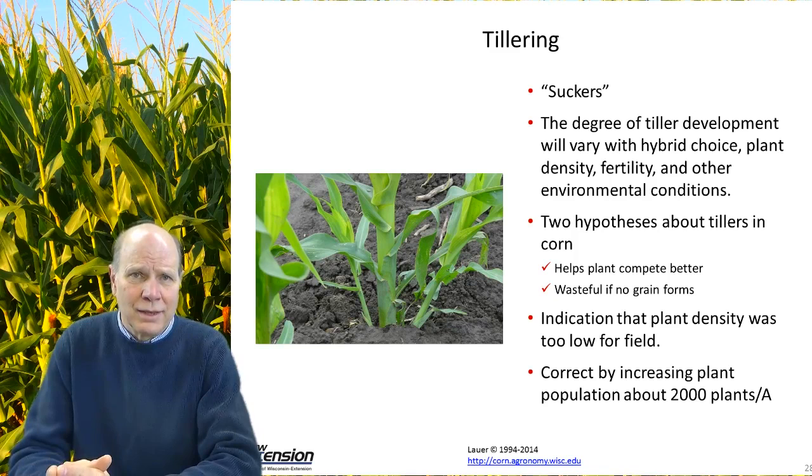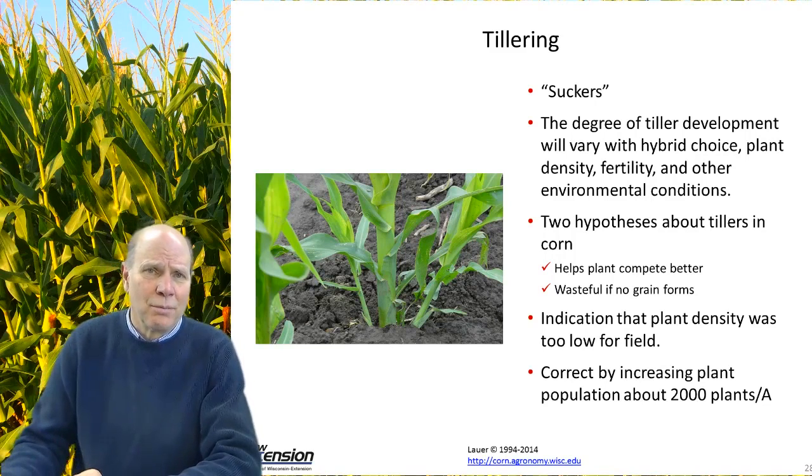We know that the optimum population for corn has been increasing about 500 plants per acre per year. That means you should be growing about 5,000 more plants per acre today than you were 10 years ago. And again, if you see a lot of these tillers form, that's usually an indication that the plant population was probably too low in that particular year.